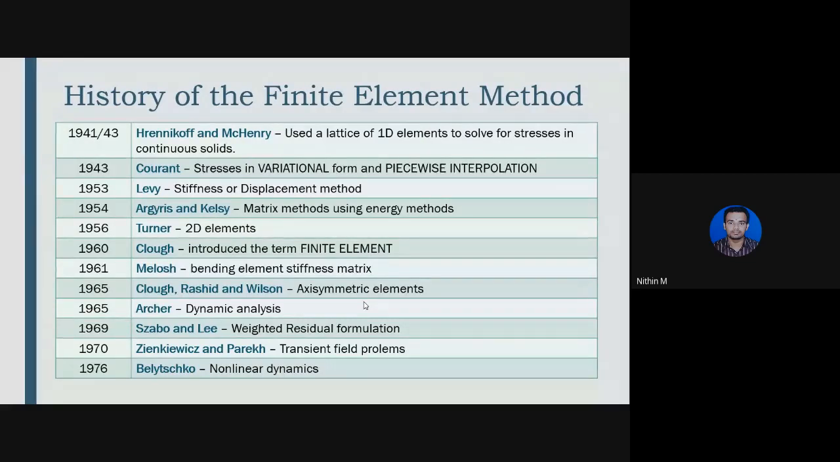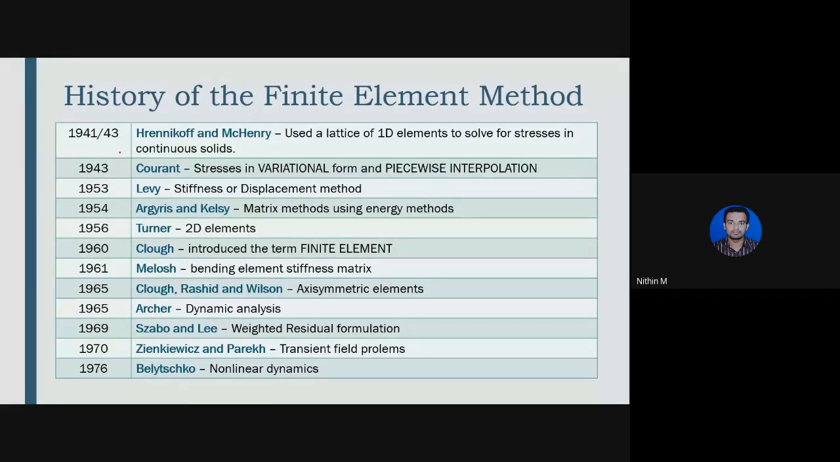Okay, fine. So in the previous class, we were discussing the basics of finite element analysis. So in today's class, let us try to have a brief understanding of the history of the development phases that gave rise to this technique called finite element analysis.